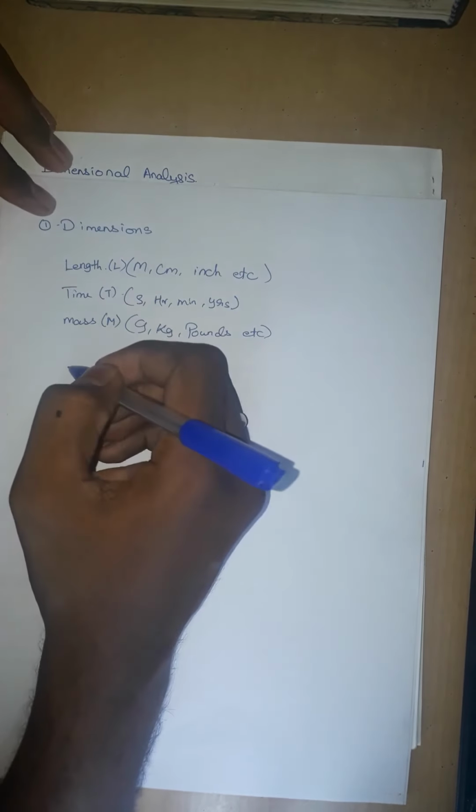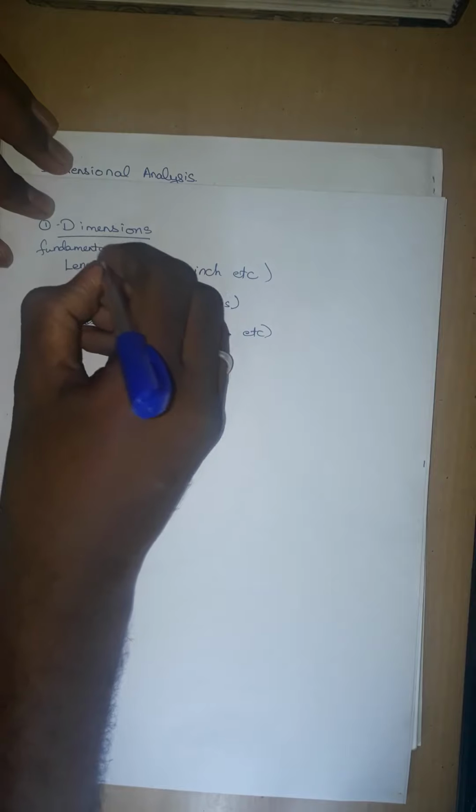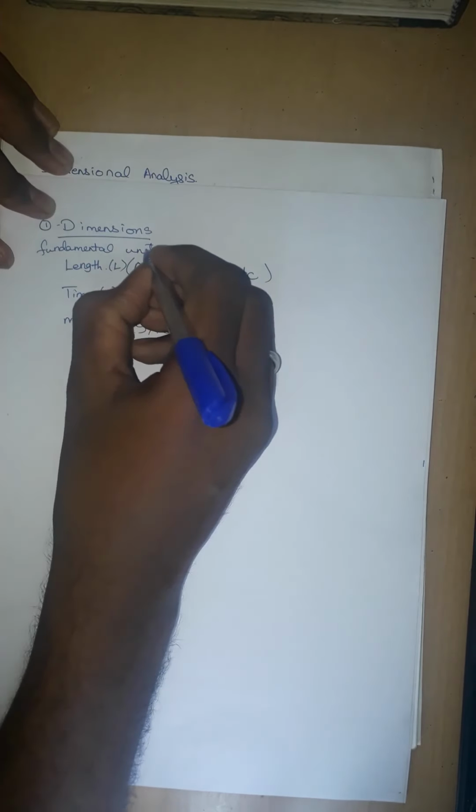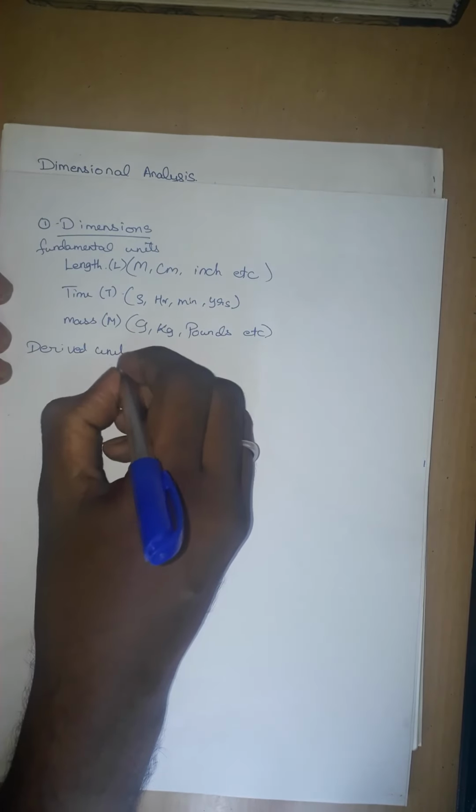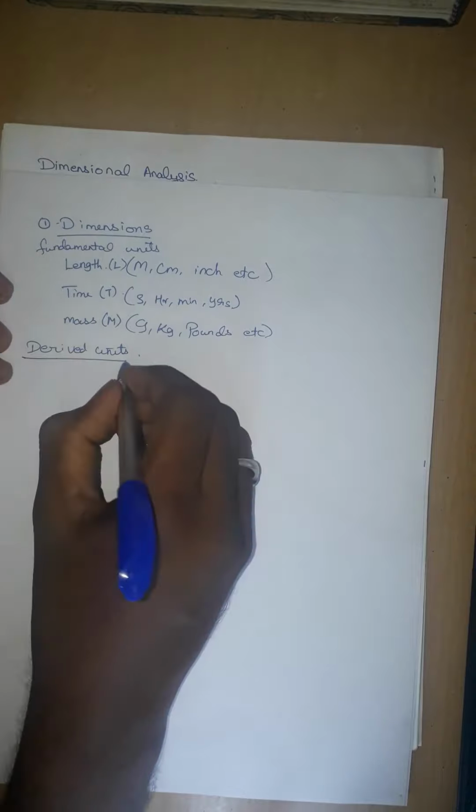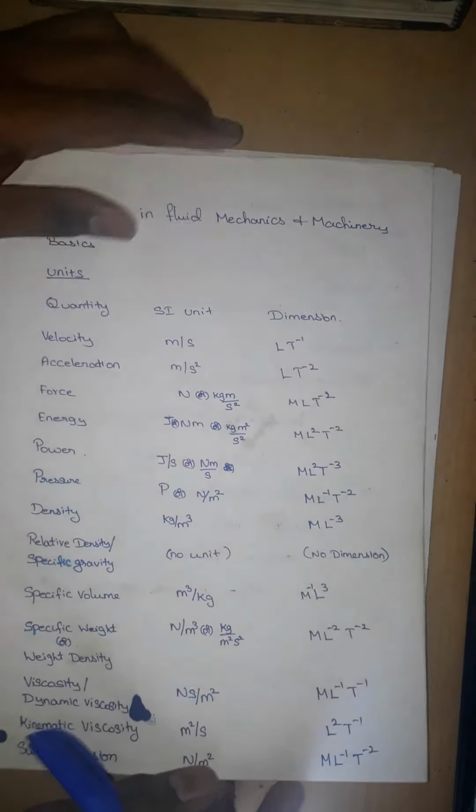The fundamental units are 3. With these 3 fundamental units, we have several derived units which we have to study. So we will have velocity, acceleration, viscosity, etc. We will see some of the major dimensions.